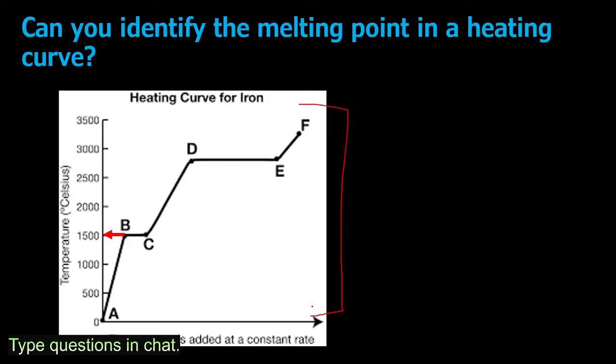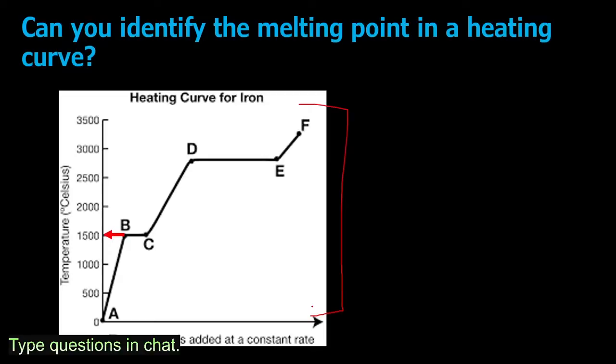Now, something you should notice, we'll get to it later, but this is melting, right? And this is boiling, okay? This is solid, this is liquid, and this is gas. You should definitely be able to identify all of the components on a heating or a cooling curve.